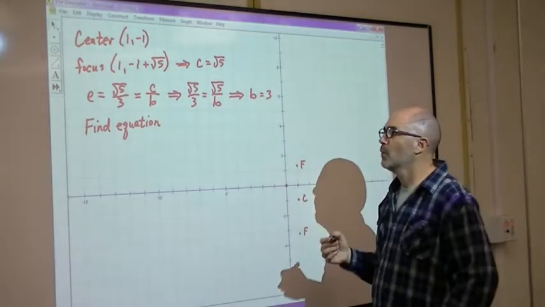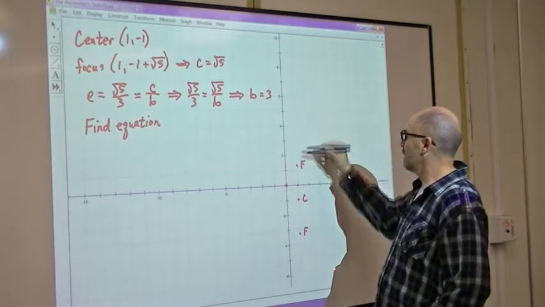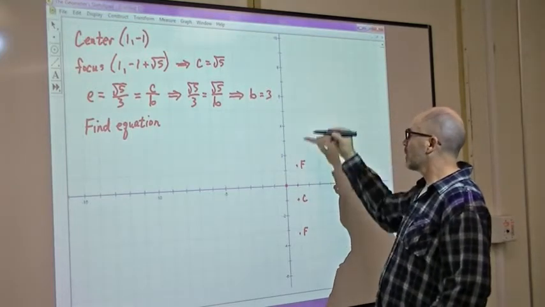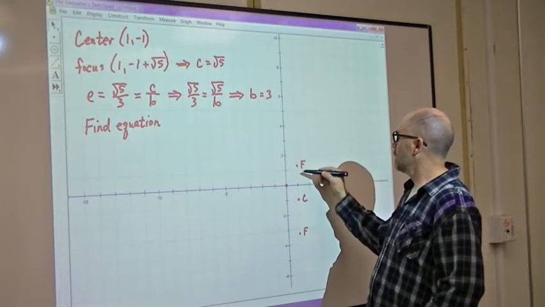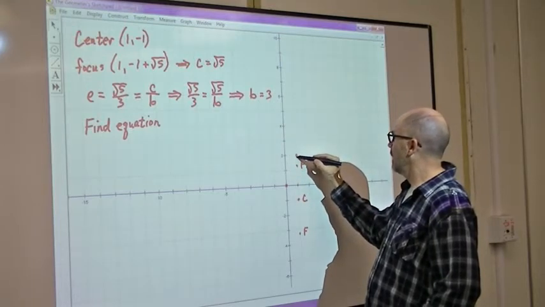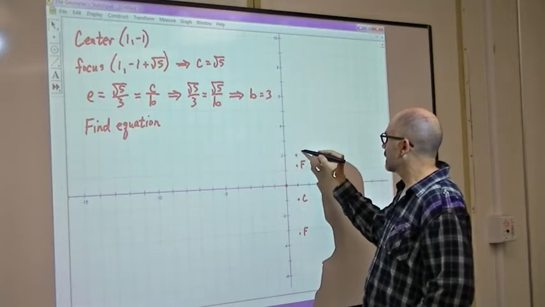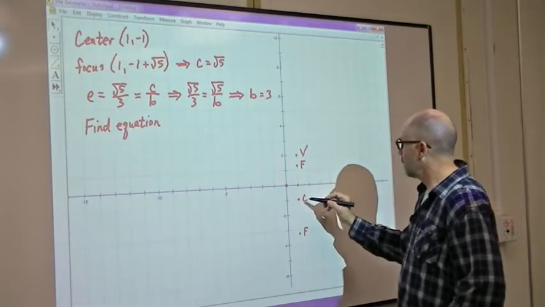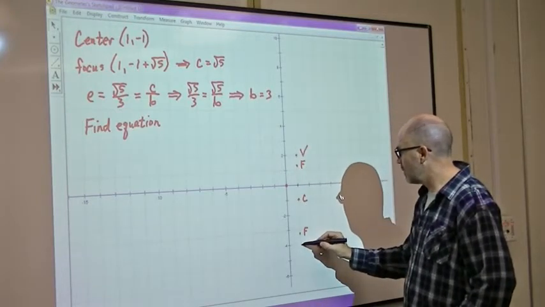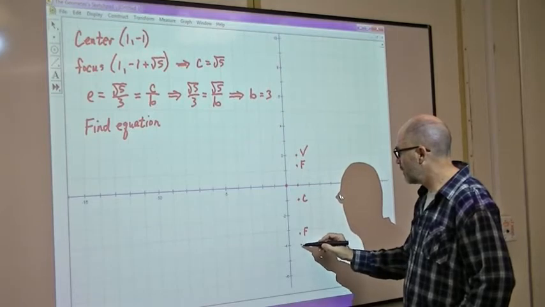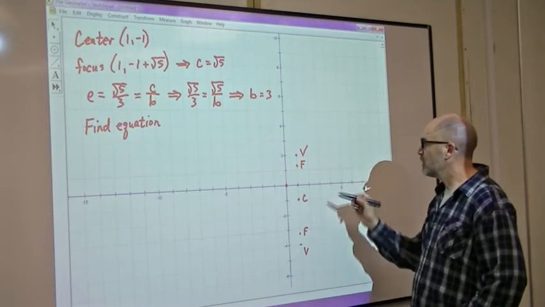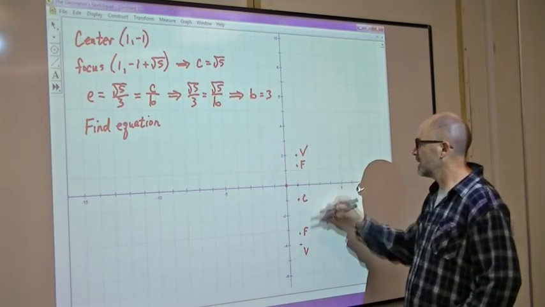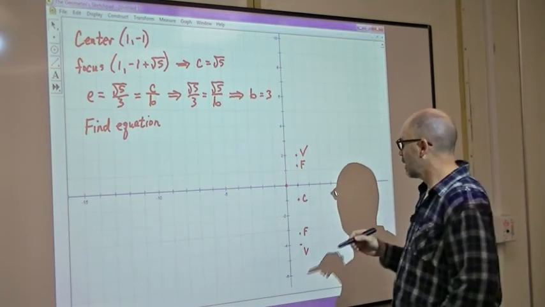What does that mean? Well, that means the distance in the vertical direction from the center is 3. So we go 1, 2, 3, and there's one vertex. And then we go 1, 2, 3 down. Here's the other vertex. See, having the drawing is helping us to see which direction things go.